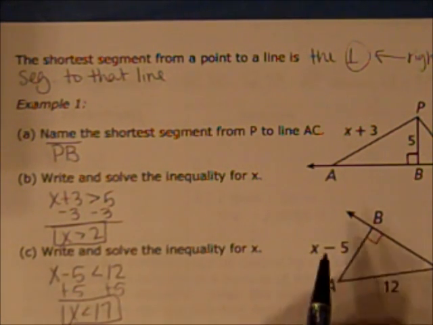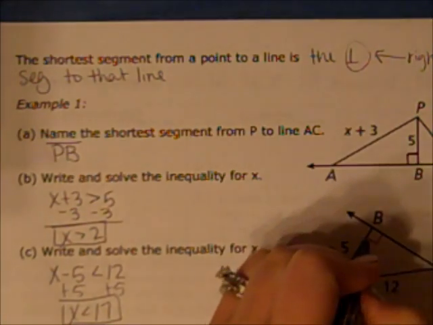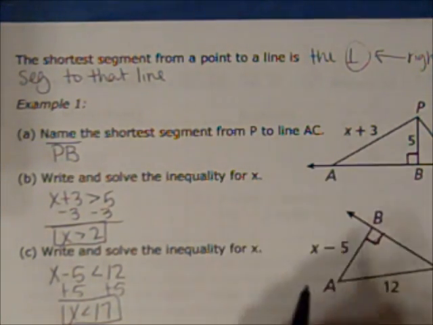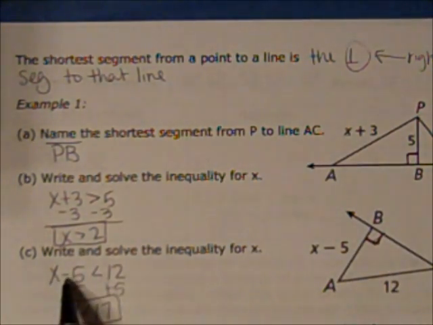Okay, so in this case, x minus 5 is your perpendicular segment. He's the shortest. So this time, x minus 5 has to be less than 12. 12 has to be the bigger guy. Still going to move my 5 over. So as long as x is less than 17, then we're good.